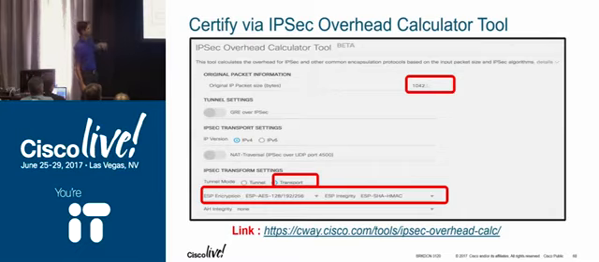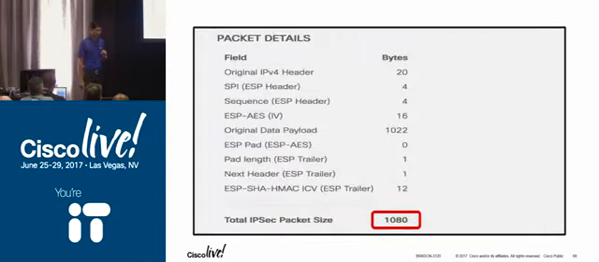I choose the IPv4 version, mode as transport, the ESP encryption that I need to use, and this is what I get: 1080, the exact same size that I captured on Wireshark. These are the headers that are getting added. And you can clearly see the original data payload is 1022 now. It scratches off the IP header itself, which I had in the encapsulated packet, and puts it on top.